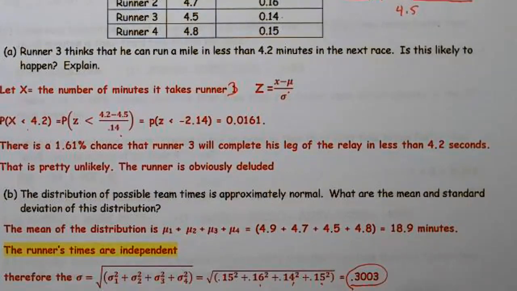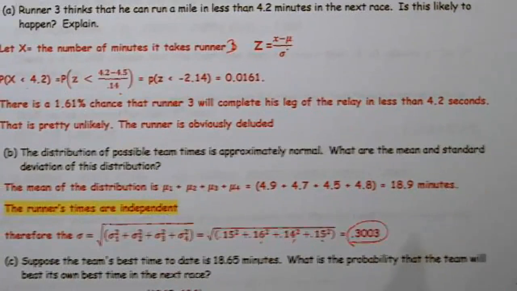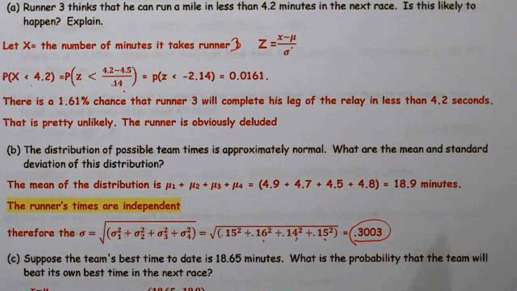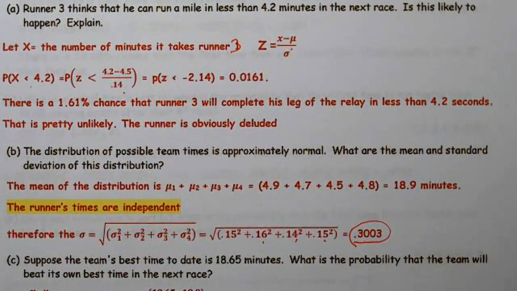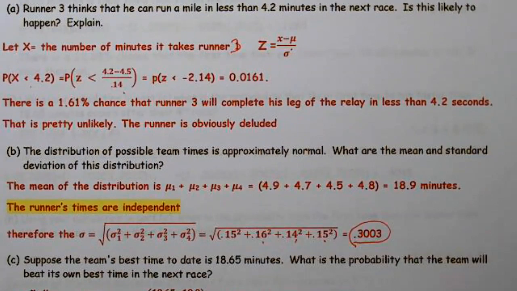All right, so suppose the team's best time to date is 18.65 minutes. What's the probability that it'll beat its own best time? Well, once again, we know we're working with a normal. We know what the mean is. We expect them to run this in 18.9 minutes.